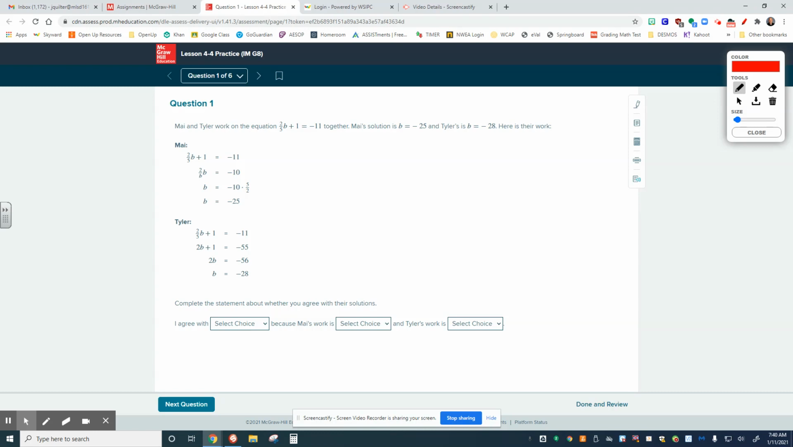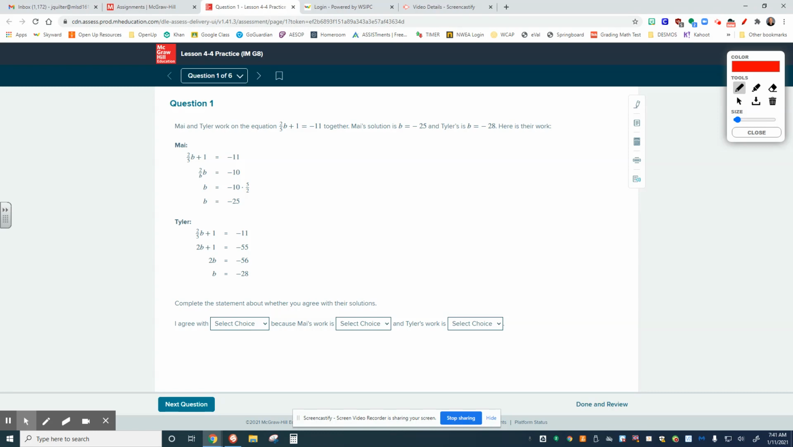Question number 1: May and Tyler were working on the exact same equation, 2/5 times b, or 2/5 of b, plus 1 is equal to negative 11. They're working on it together. May says the solution is b is equal to negative 25, and Tyler's solution is negative 28. And here's their work. Complete the statement about whether you agree with their solutions. I agree with either May or Tyler because one person's work is correct.